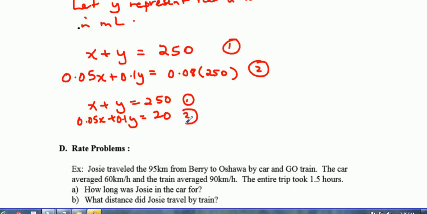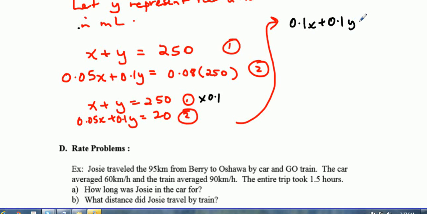So I'm going to go ahead and change one of them. Number 1, I'm going to multiply by 0.1 this time. I'll change the y's this time. So I will have 0.1x plus 0.1y equals 25. And I'll have 0.05x plus 0.1y equals 20. So I didn't change that one, so we'll call that one 2, and we'll call this one 3.